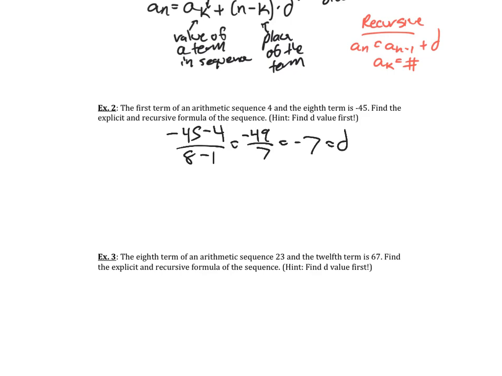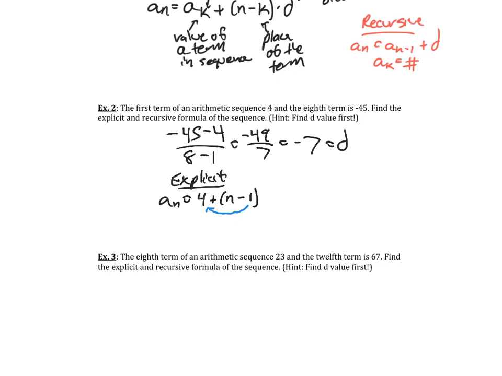So to find the explicit, let's use that formula we used above. So it's a sub n equals a sub k. A sub k just represented a number, okay, any number in the sequence. So let's use the first term. So we're going to use 4. Remember, 4 was the first term, plus n is your variable, so you leave it as n, minus k. And again, k represents the place of the term I put there. So what place was 4? It was the first term, so I'm going to put 1 there.